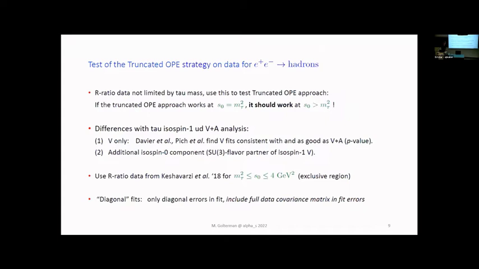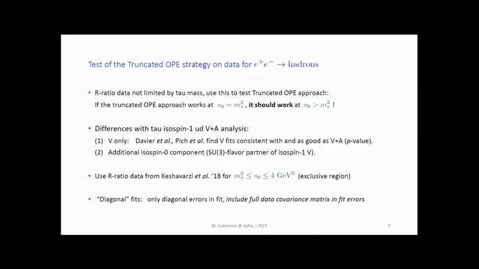Okay. Of course, if you use e+e- data, there are some differences. First of all, as Santi already said, there's no actual photon, so we don't have V plus A. But I'd like to point out there that the truncated OPE approach finds at least equally good results. So their V only fits lead to results that are completely consistent with V plus A, and actually usually with slightly better chi-squared errors. So there's no reason to dismiss V only analysis.